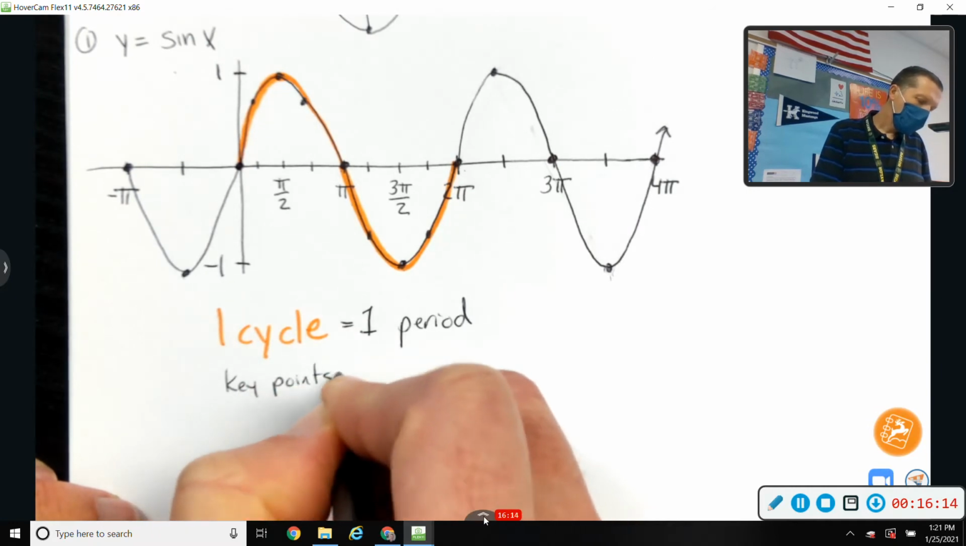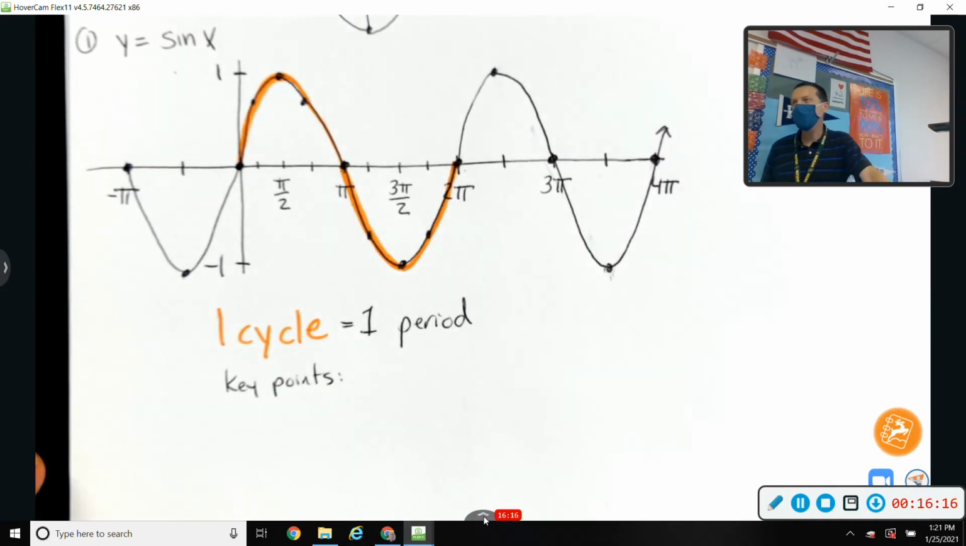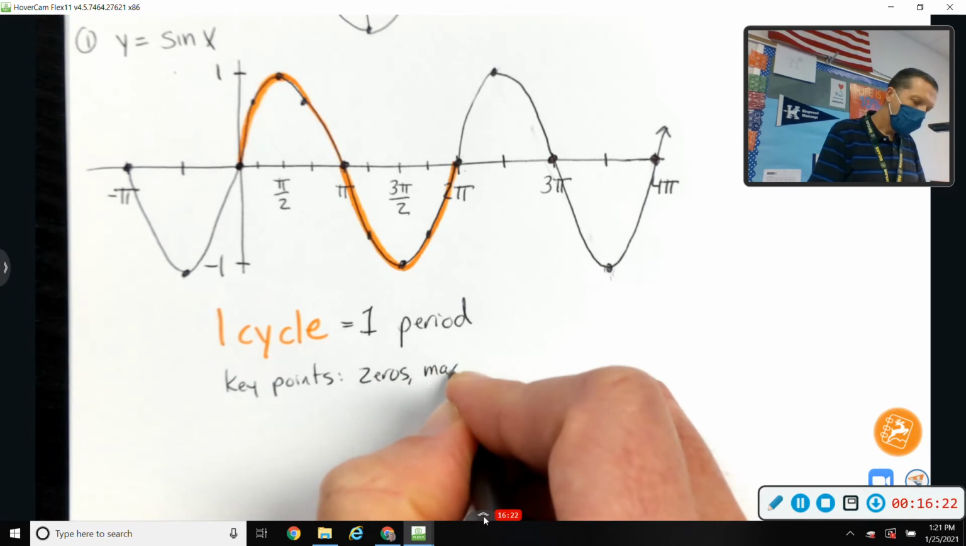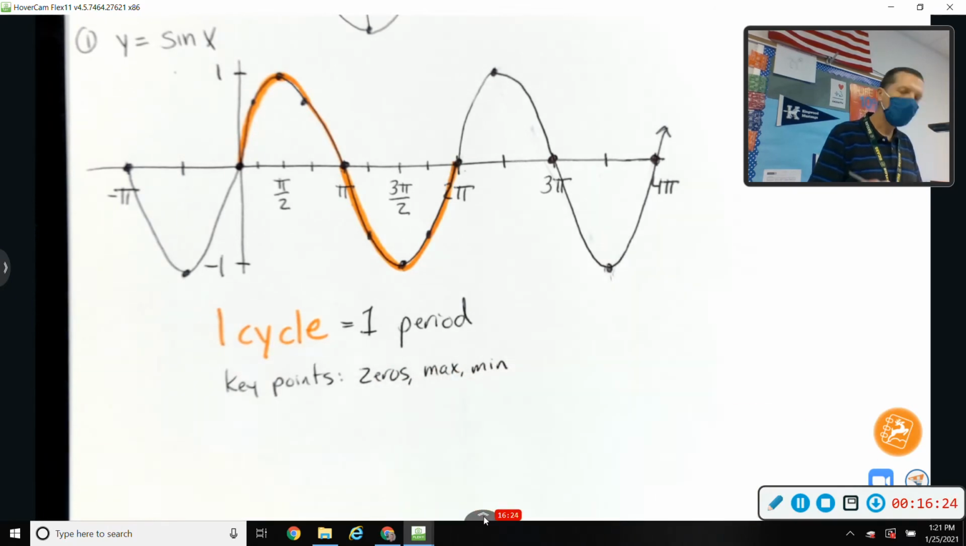The key points when you graph it, again, I don't need to see the 0.7s. I need to see the zeros and the max and mins. And again, if that's all you do and play connect the dots, then you're going to have a triangular looking, sawtooth looking thing. That's not what we want. But those points are enough to sort of set the graph.